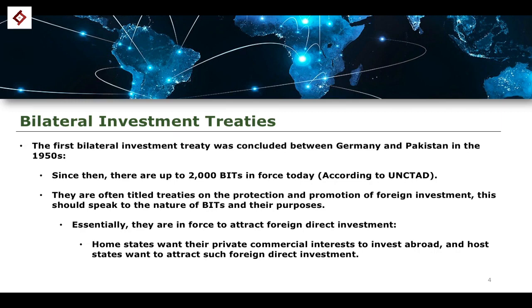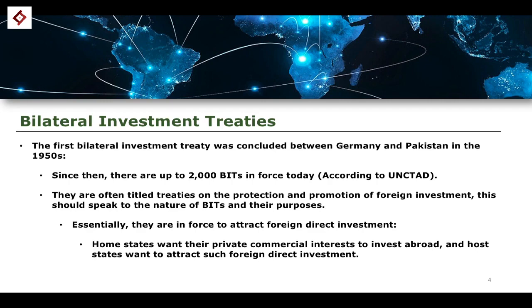Now, the home state is where the investor comes from, so it is often the location of incorporation for an investor, which is often a private company. The host state is where the investment is being made. So a bilateral investment treaty will be a treaty that is signed by two states, between a host state and a home state, and the investors from the home state, therefore, under the bilateral investment treaty, will have recourse to be able to go and invest in that host state. And that is the relationship between the three entities within a bilateral setting.